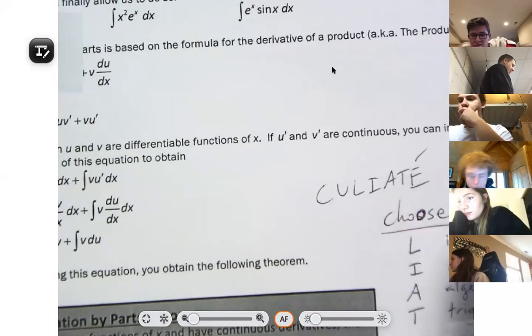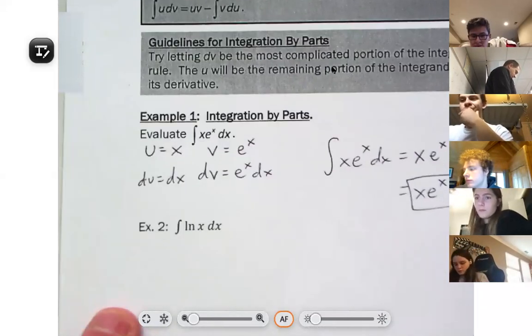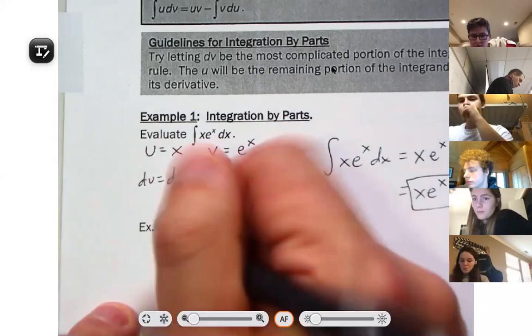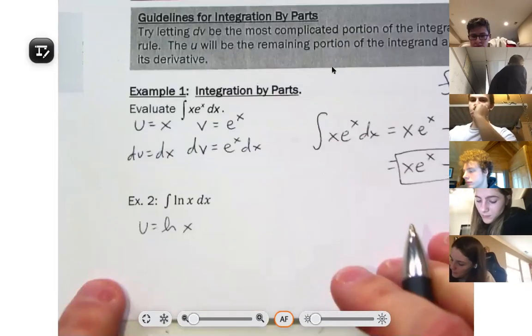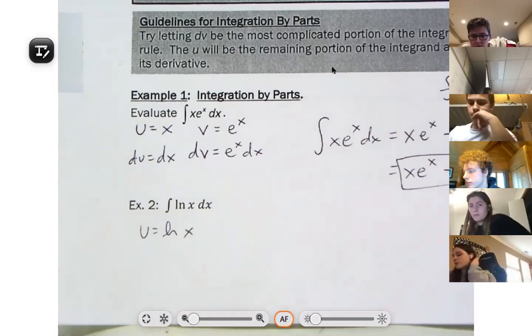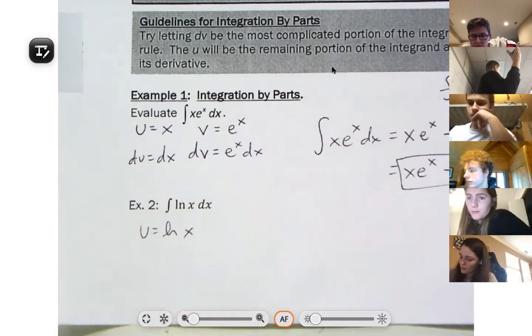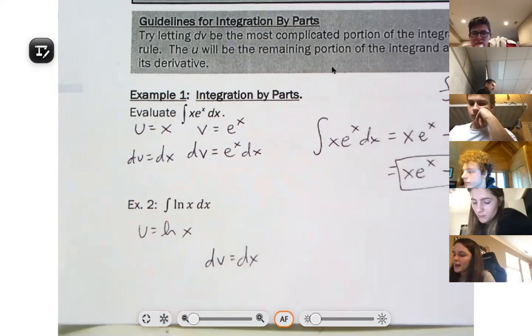We need to start by choosing u. First thing I look for, is there a log function? Is there? Yes. So u equals natural log of x. So if u is the natural log of x, then dv is the rest of the stuff. What's the rest of the stuff? Just dx. It's like 1 dx, but it's just dx. So dv is dx.